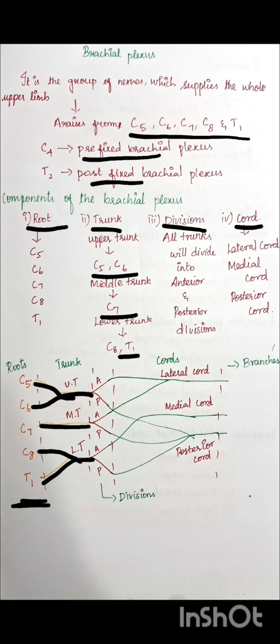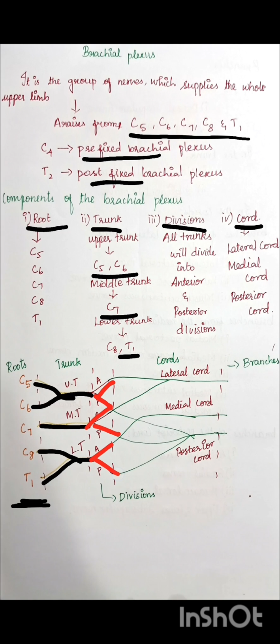Coming to the divisions, all these trunks are divided into anterior and posterior divisions. See, the upper trunk is divided into anterior and posterior, the middle trunk is divided into anterior and posterior, and the lower trunk is also divided into anterior and posterior.